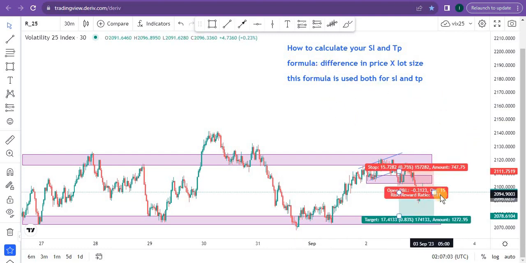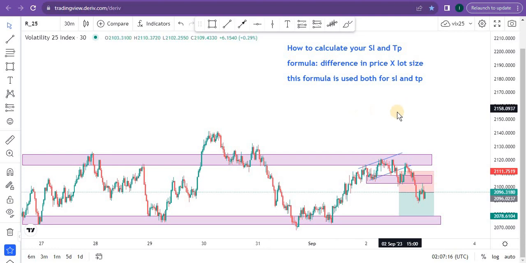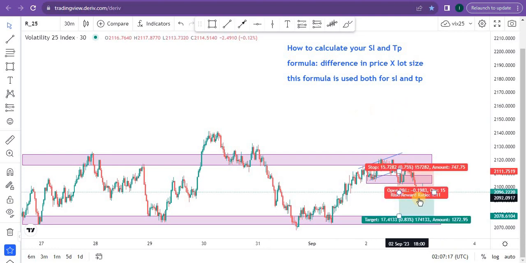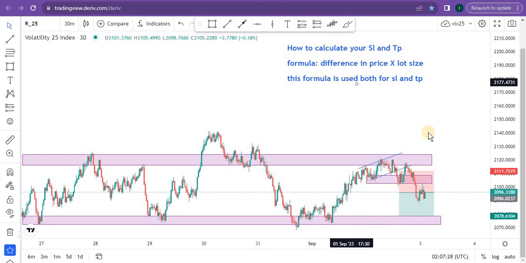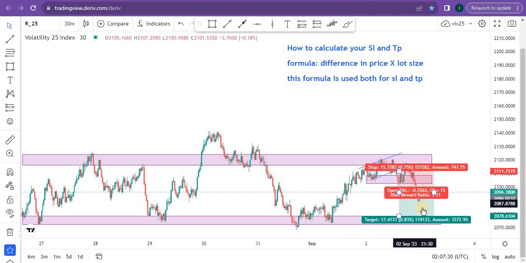But in this case, this short and long position tool, they have put that in place for us. So we don't need to start the calculation of our difference in price. The difference in price is already defined here. So once you are using this particular tool to determine your SL or your TP, you don't have to stress yourself to calculate the difference in price because that's been calculated already for you.